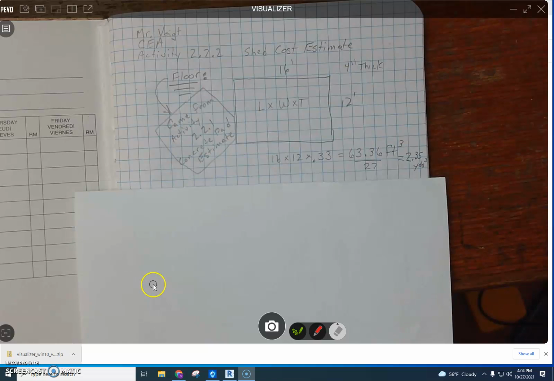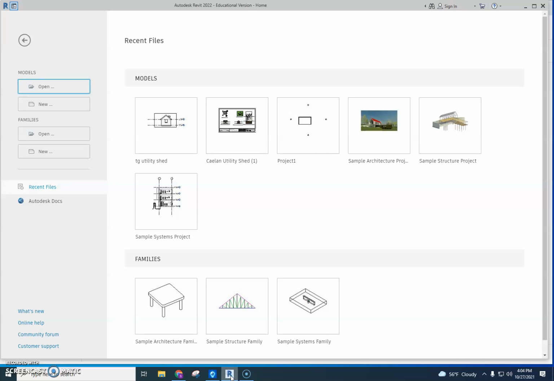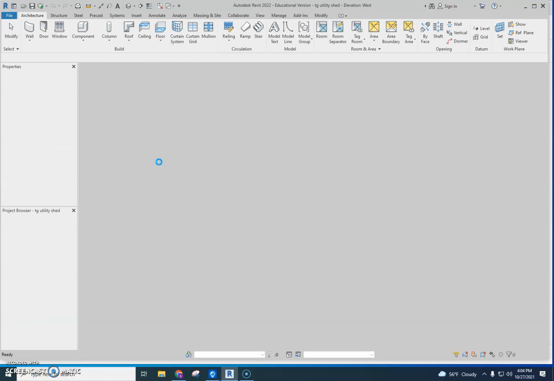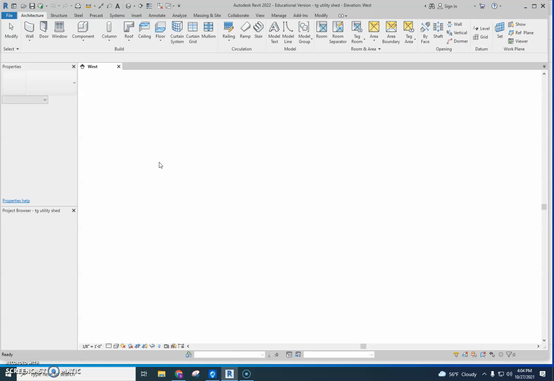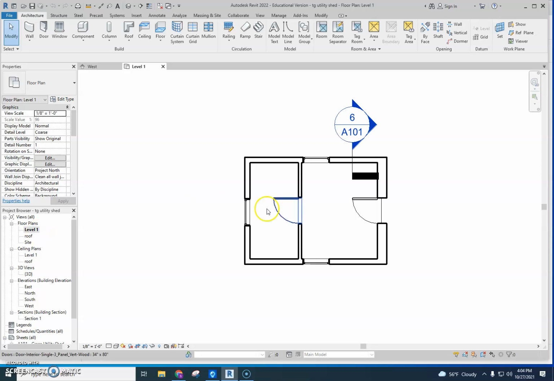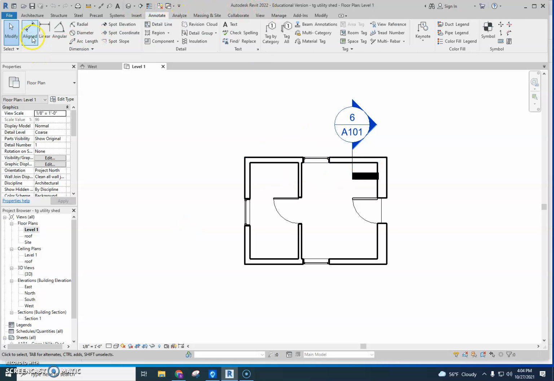I'll show you our utility shed here. So this is our utility shed design. What we do with this utility shed is figure out how many materials we need to build it. So this is our basic design of our utility shed. Now this does not have dimensions on it, but that's fine. We could always go back and put dimensions in it if we needed to.